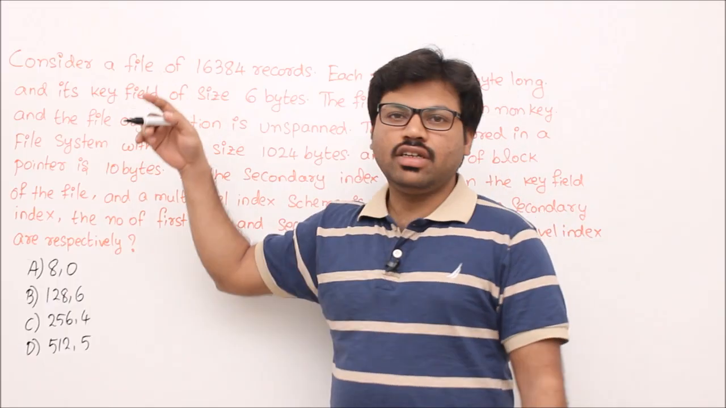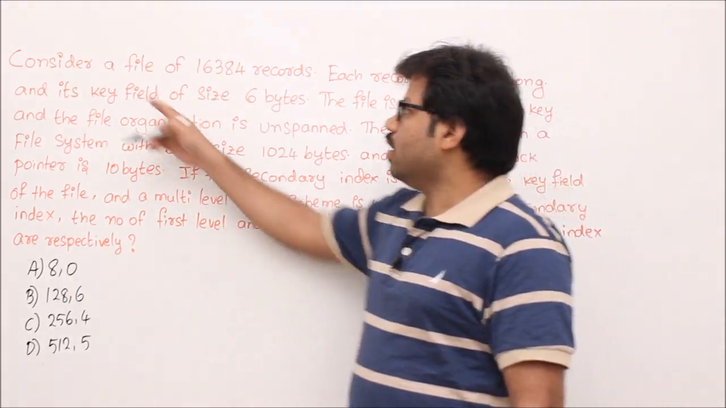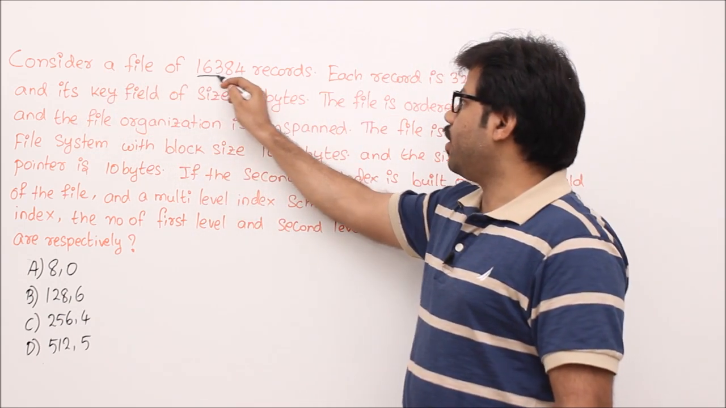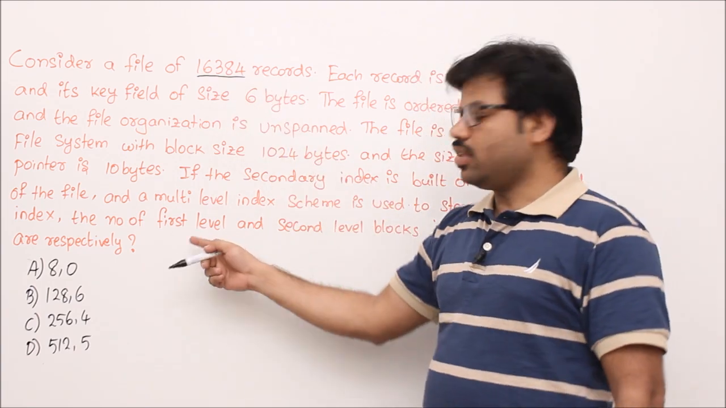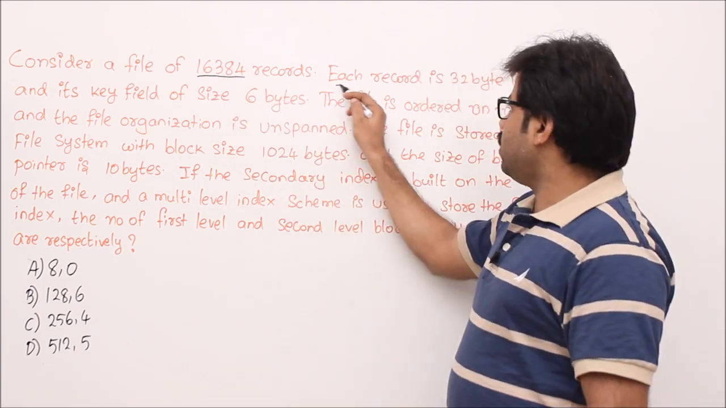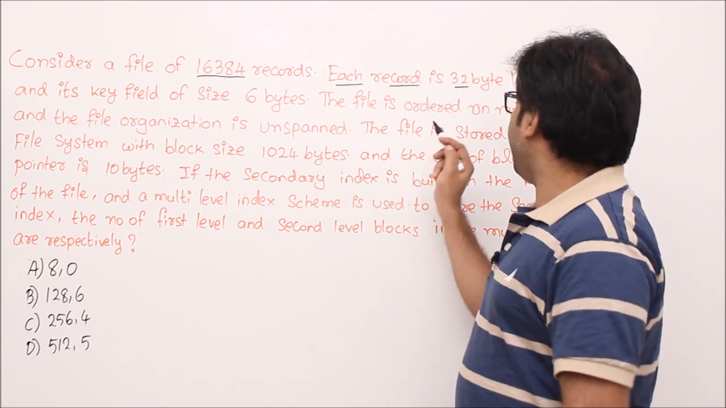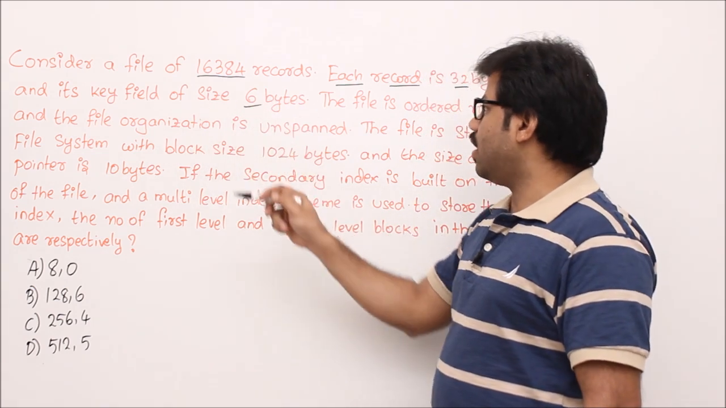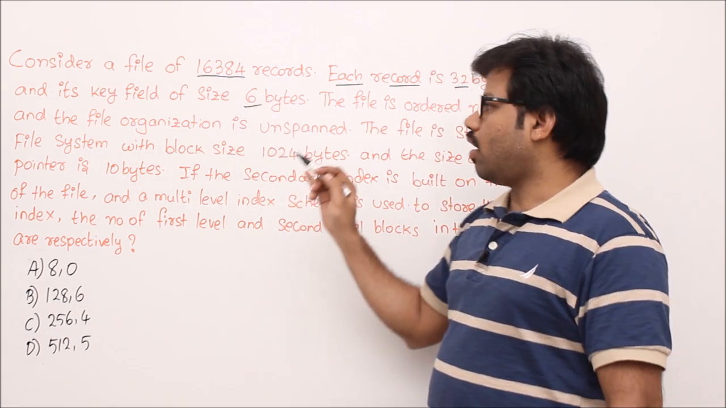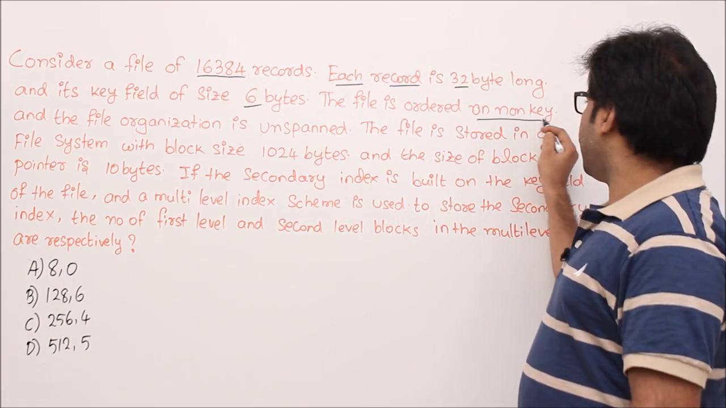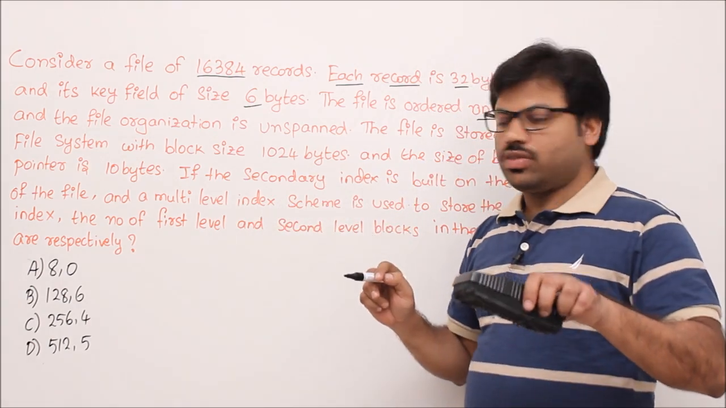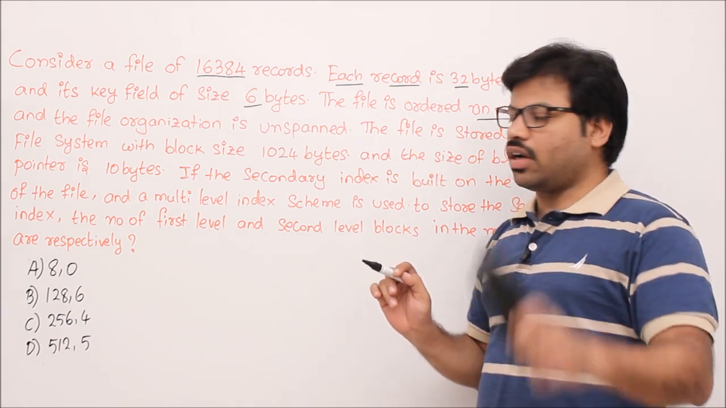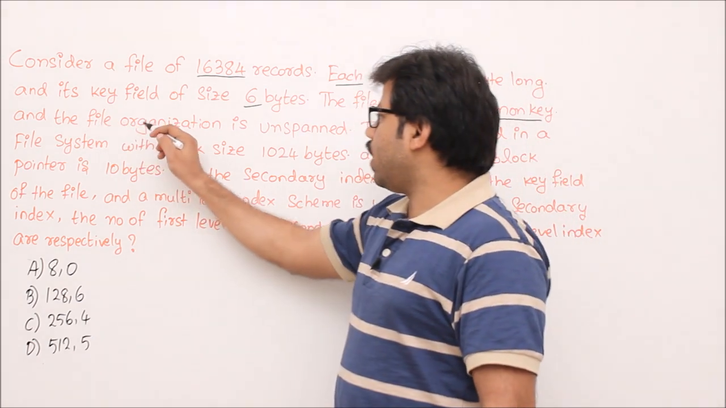See this GATE question which was asked in 2008, I think. Consider a file of 16,384 records. Remember it. Stop the video, read the question and understand it. Now each record is 32 bytes long, so record size is given, and the key field is of size 6 bytes. We need that also. The file is ordered on a non-key field. Note it down. That means finally your file is ordered for sure, but on a non-key field. Remember it. And the file organization is unspanned.